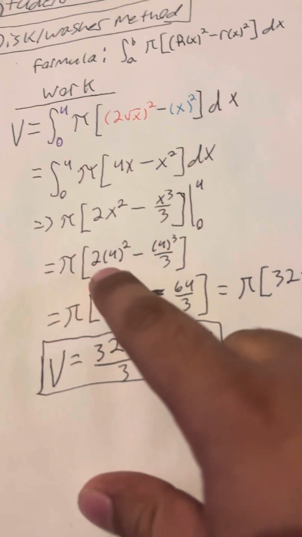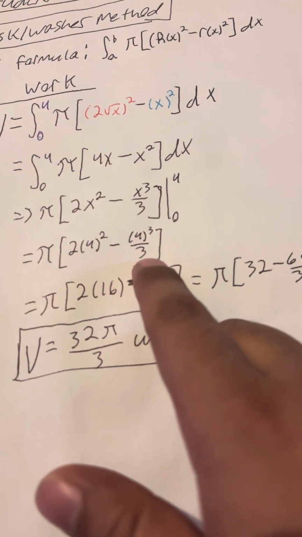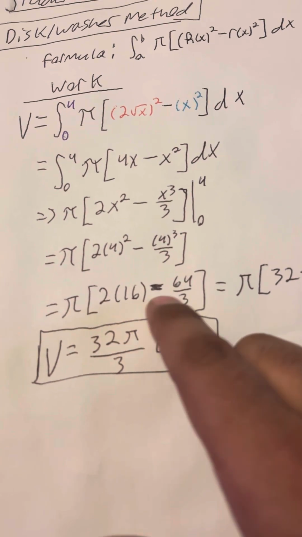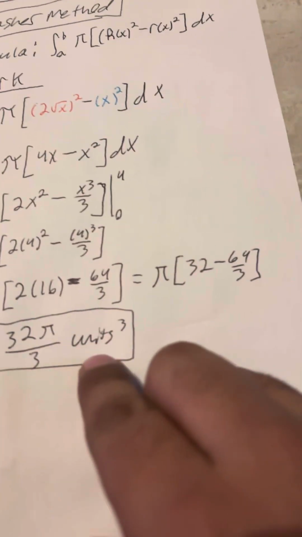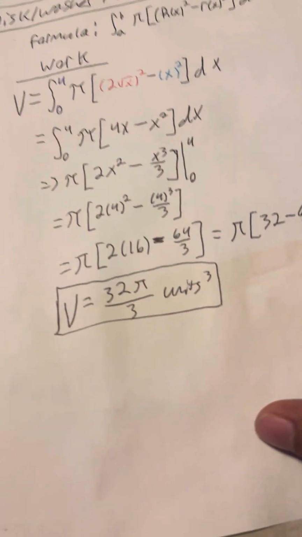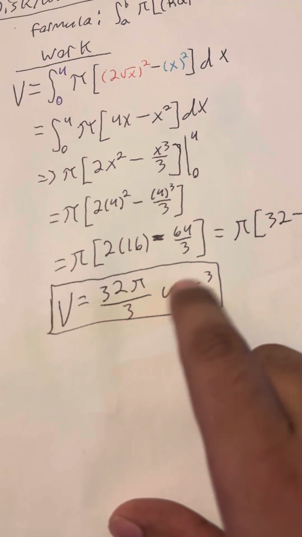And so pi times 2 times 4 squared minus 4 cubed over 3. I ended up getting pi times 2 times 16 minus 64 over 3, or pi times 32 minus 64 over 3. At the end, I end up getting the volume is equal to 32 pi over 3 units cubed.